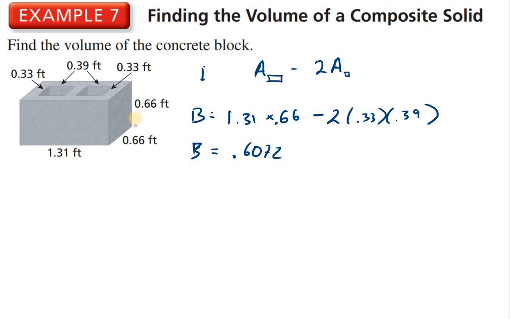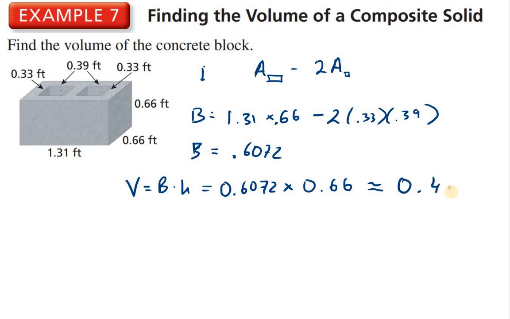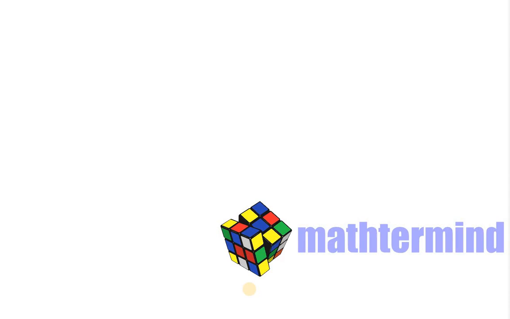And then for volume, we want to take the base. Volume is base times height, so that is 0.6072 times the height of 0.66, and that gives us an approximate volume of 0.4 cubic feet.